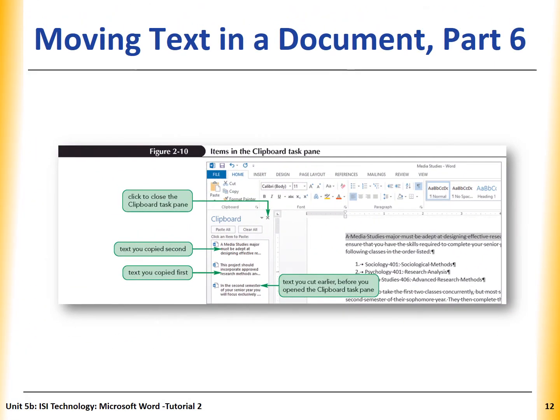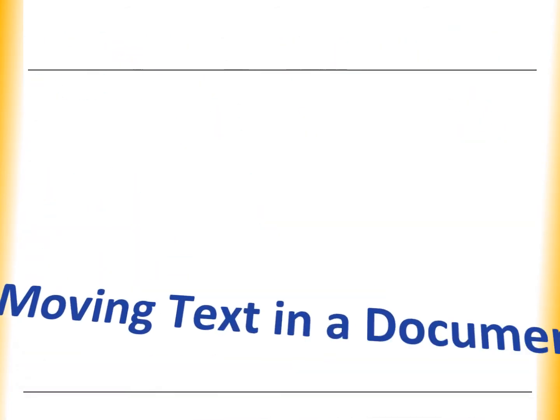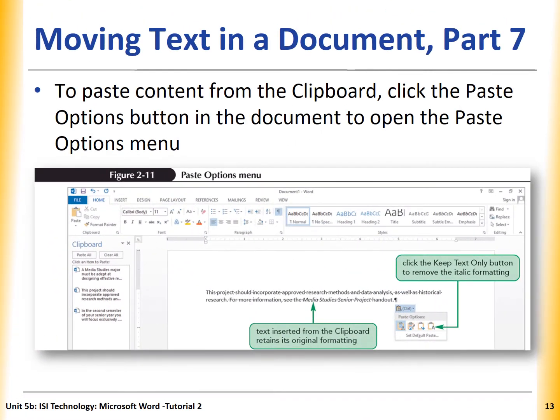In this slide, we can see we have multiple sentences copied. This is sentence number 1, this is 2, this is 3. To close the clipboard task pane, we just click on the X button over here. So this is the one we copied first. Text you copied second. Text you cut earlier, before you opened the clipboard task pane. I'm going to show you this, so hold on. To paste content from the clipboard, I have to click on the paste option button. That's it.